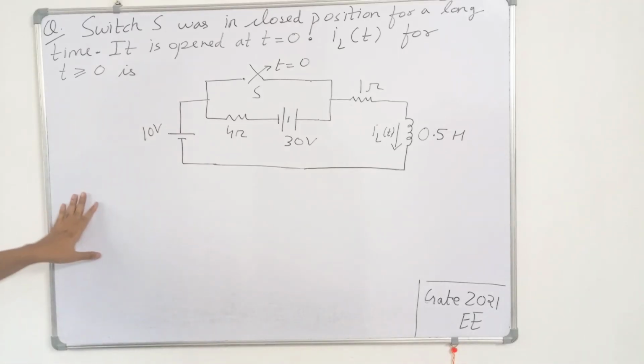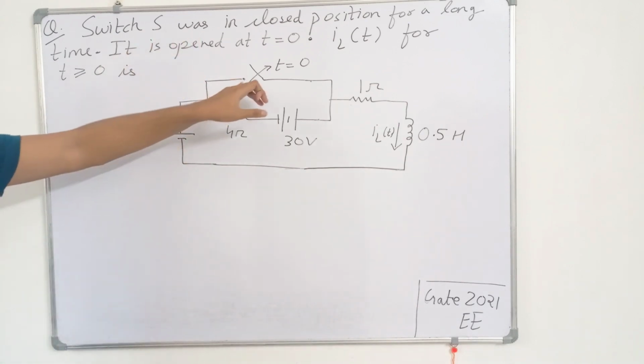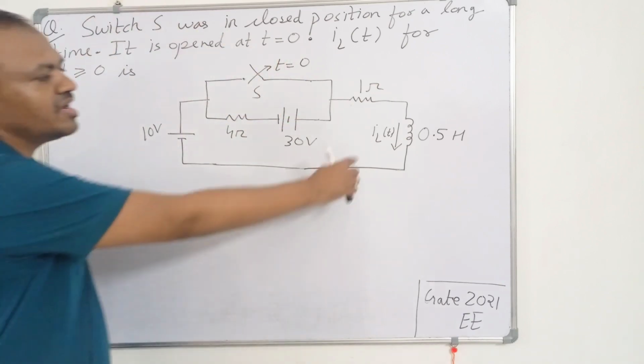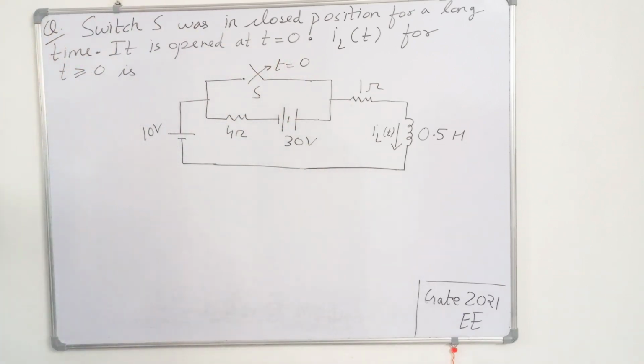Welcome, we are solving a question from GATE 2021 Electrical Engineering. It says that the switch S was in closed position for a long time. This switch was closed for a long time, and it is opened at t equal to 0. We have to find IL of t, the inductor current for t greater than 0.